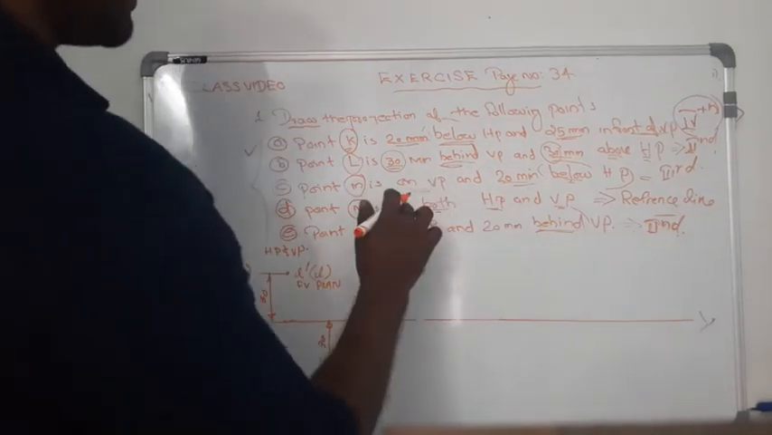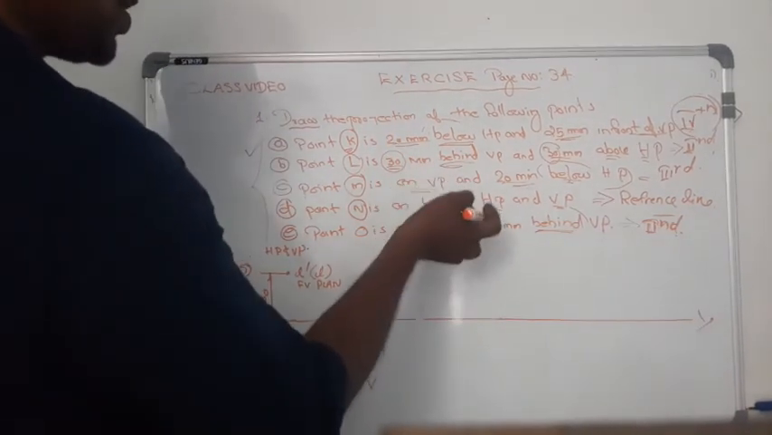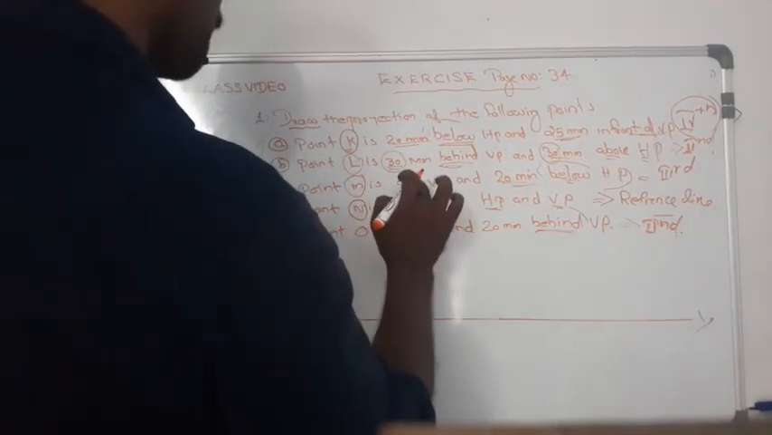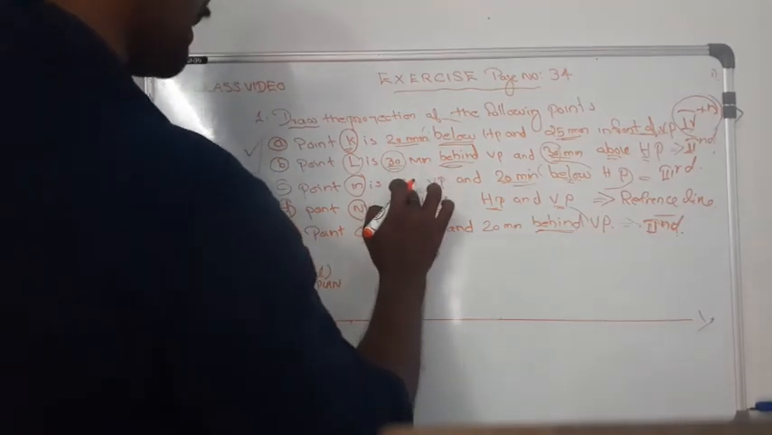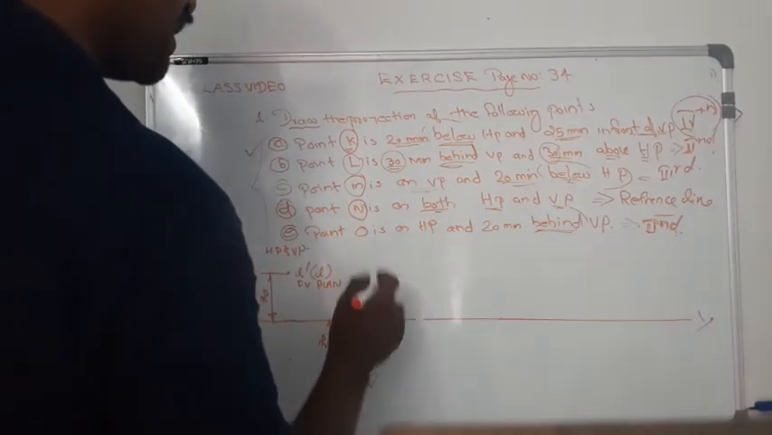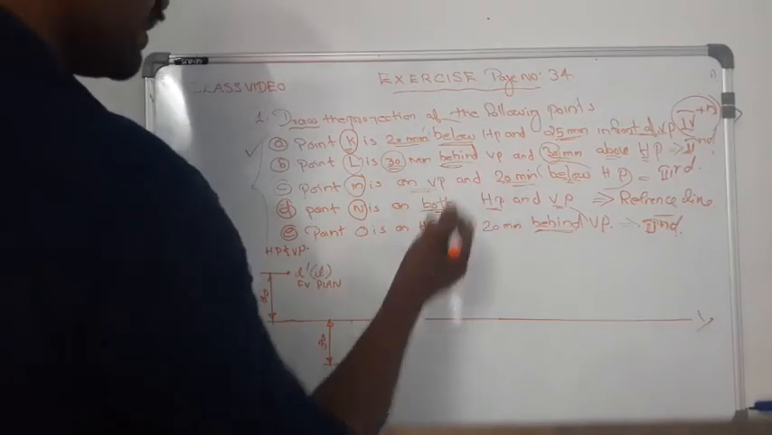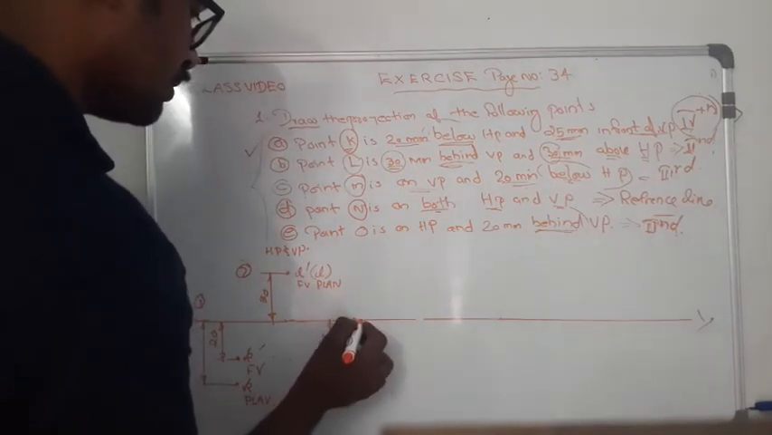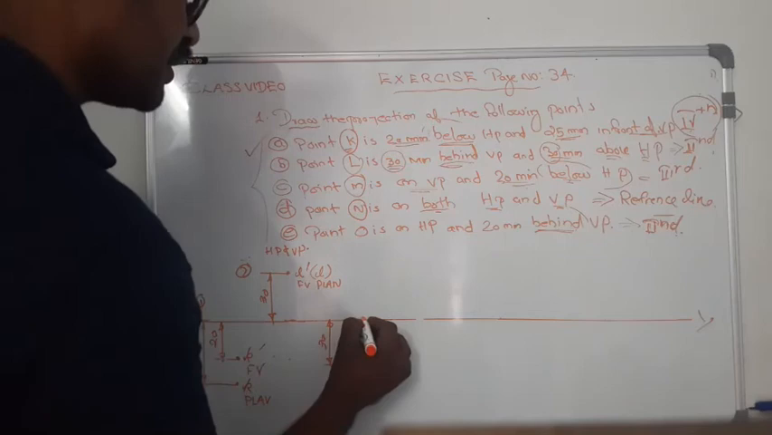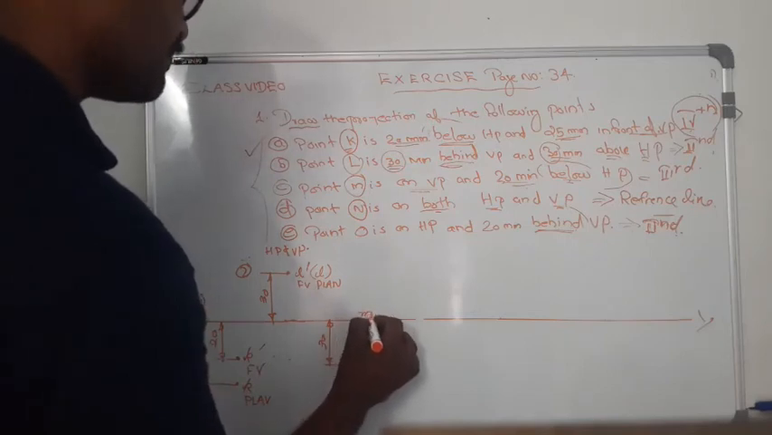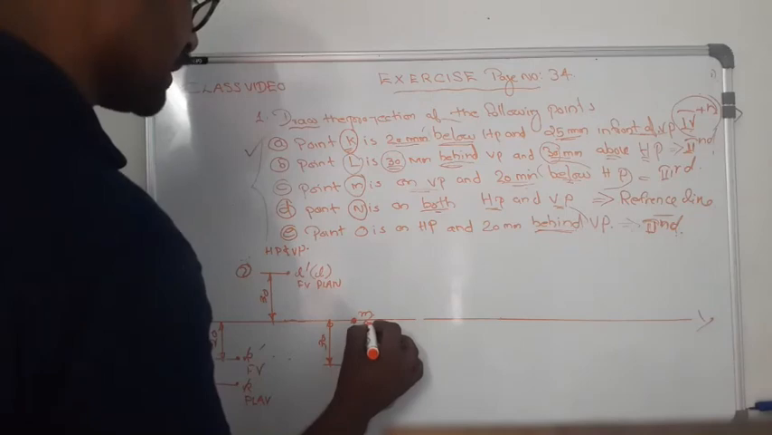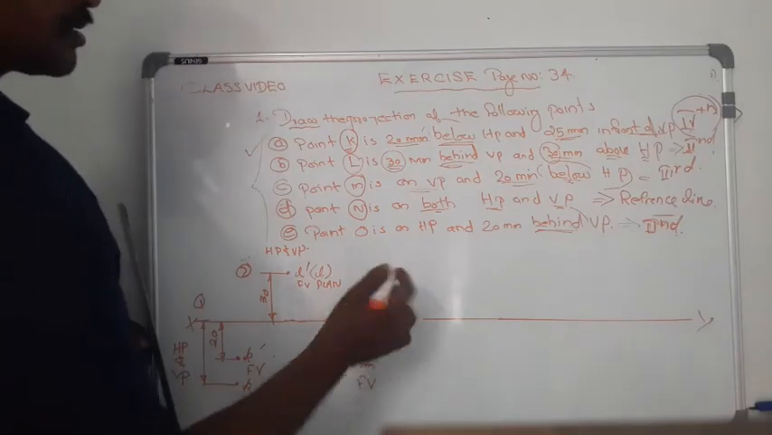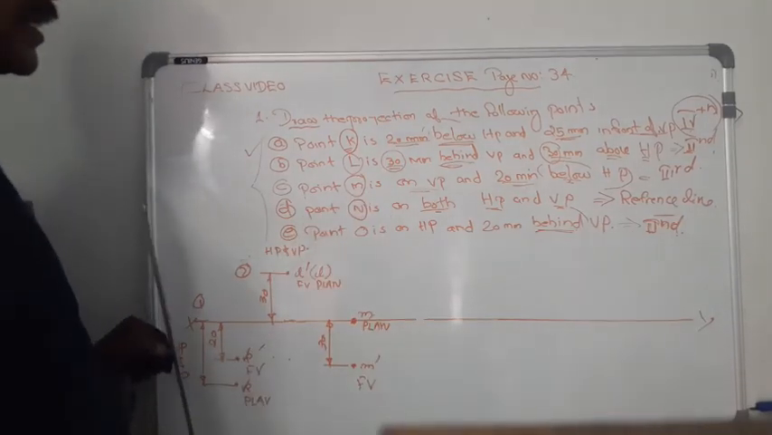Now project its plan. While projecting its plan on HP, that point's image is projected on HP, that means on the reference line. And when we rotate in clockwise direction, it should come on the XY line. So we put a point here that is marked with letter m. This is the plan on HP. That means the plan should come on the XY line.